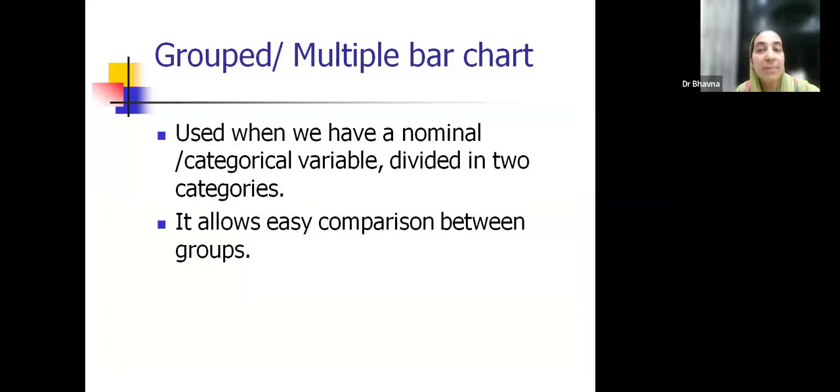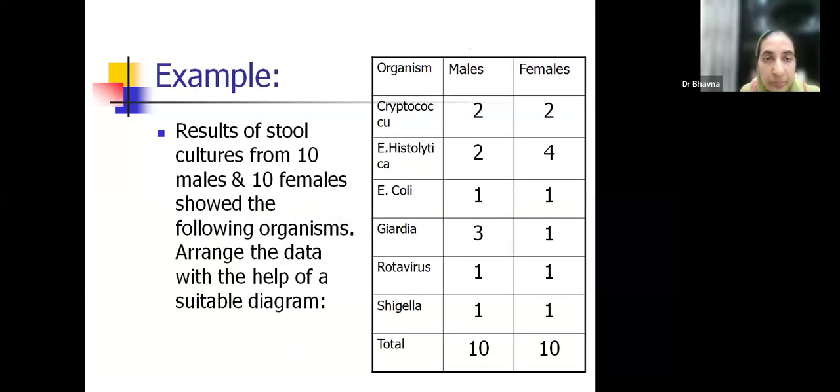Now, what is a multiple bar chart? A multiple bar chart is used for easy comparison between groups. Just have a look at the example and then you'll understand. Same example, but now we just divide the data. Initially, what was written? Cryptococci 4, E. histolytica 6.